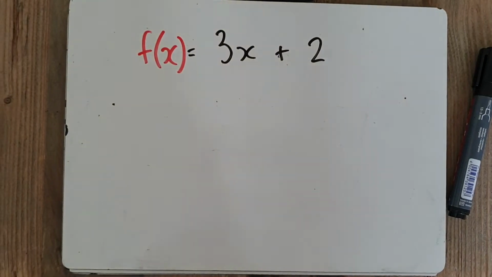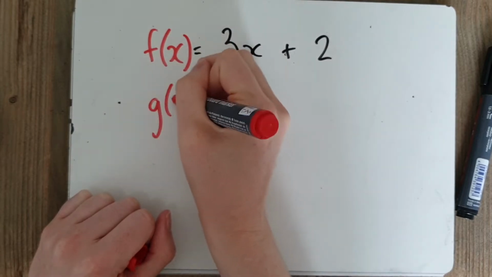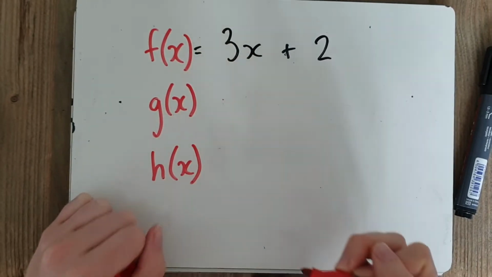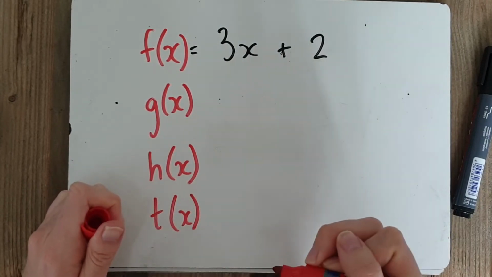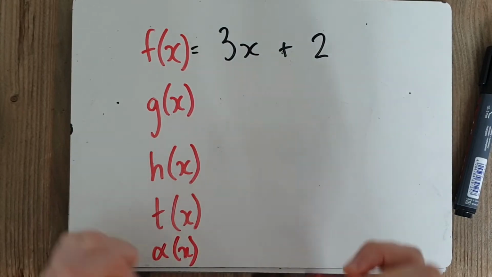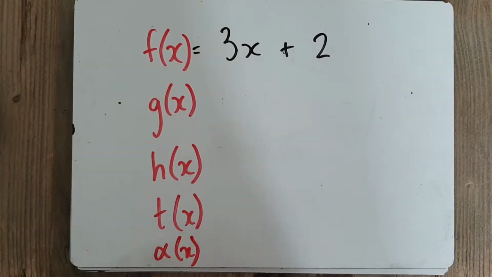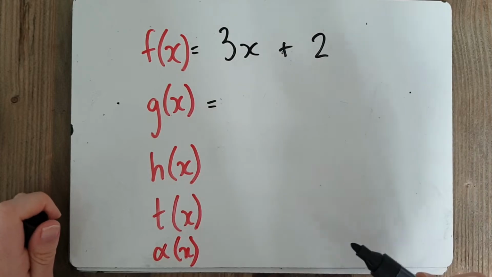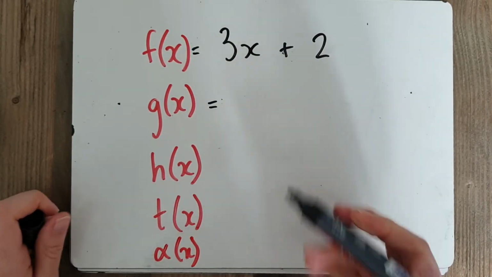We can use other letters as well, so f of x is a function, but we could also have g of x as a function, we could have h of x as a function, we could have t of x as a function, we could have alpha of x as a function. It doesn't matter, this is all just saying that after the equals sign, we're going to have an expression that's going to be in terms of x. So these all just denote that we have a function.